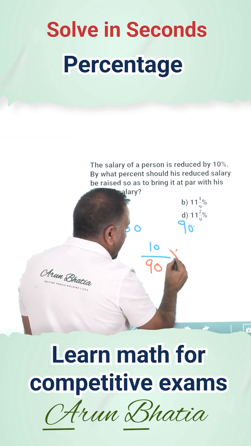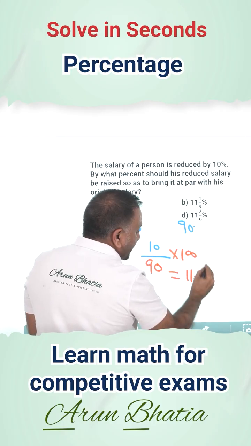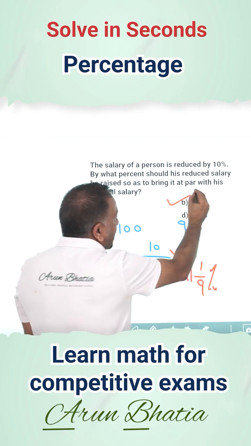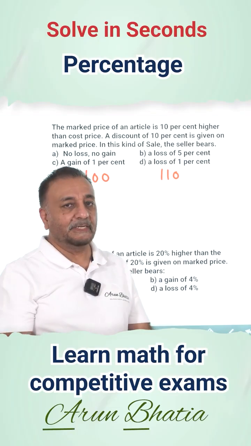So I put here 90 into 100. So the answer is 11 1 by 9%. B is the answer.